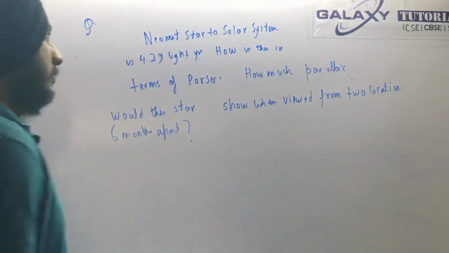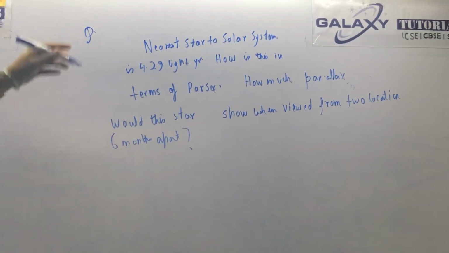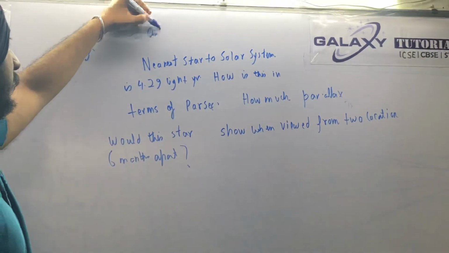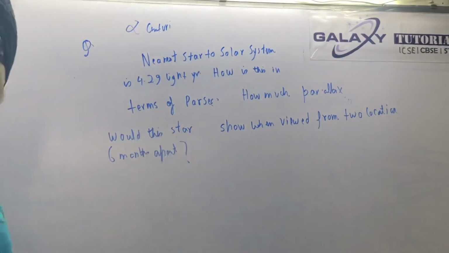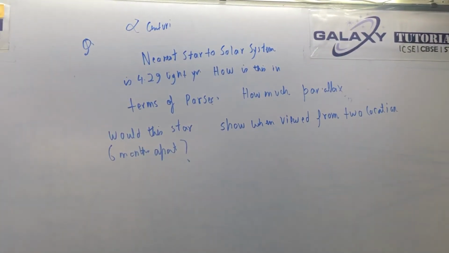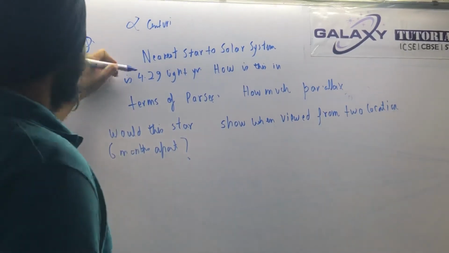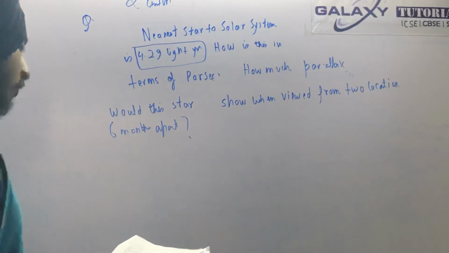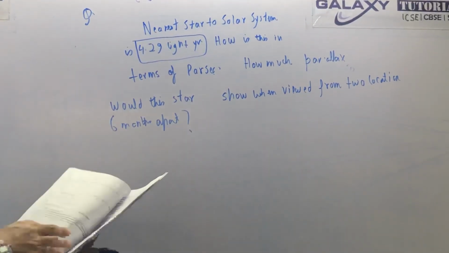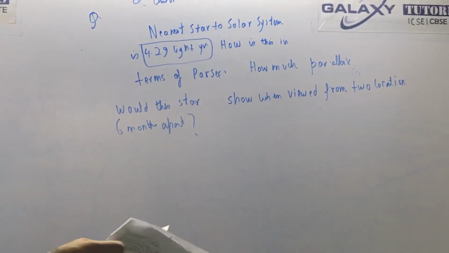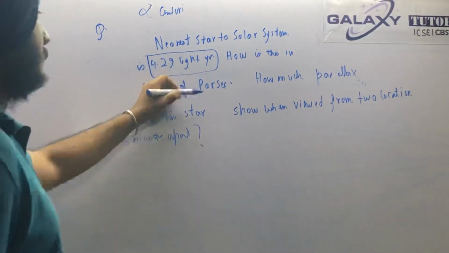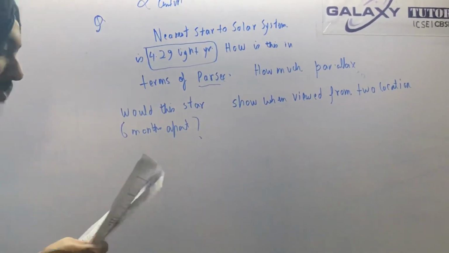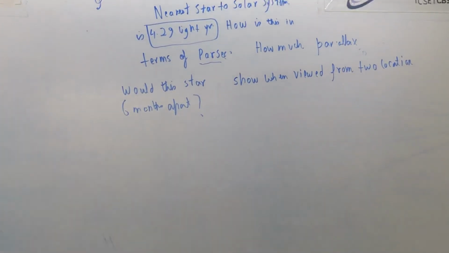Okay, this is the question. They're talking about a star by the name Alpha Centauri. This is the nearest star to our solar system, and they are saying that this star is approximately 4.29 light years away. First of all, the first thing that they have asked us is how much is this distance in terms of parsec?